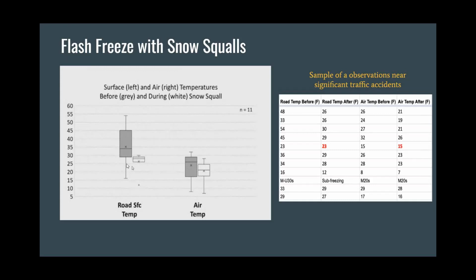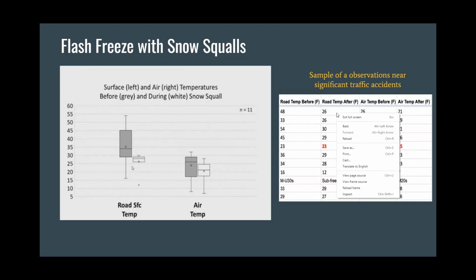And then after is the clear version. The gray version is before, and the white version is during or after. And you can see just the temperature plummeting. You can see that even here. Look, road temperature 48, after it's 26.